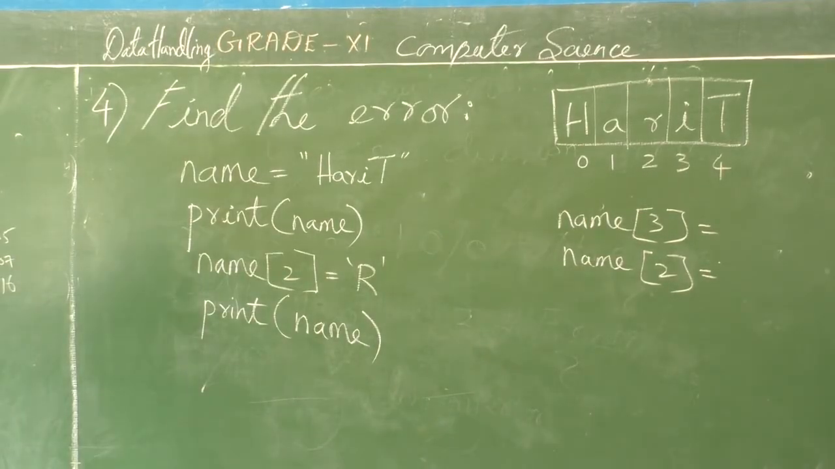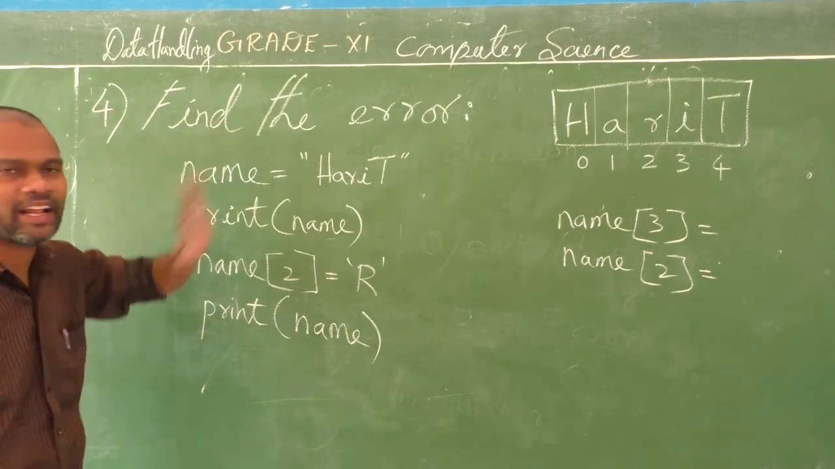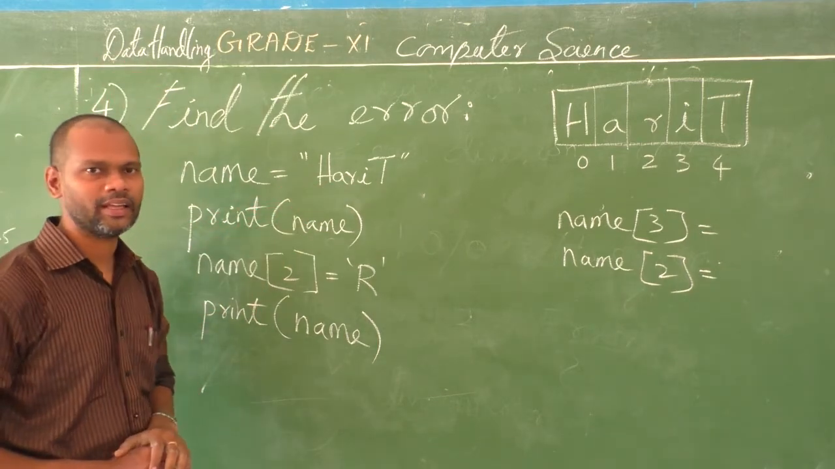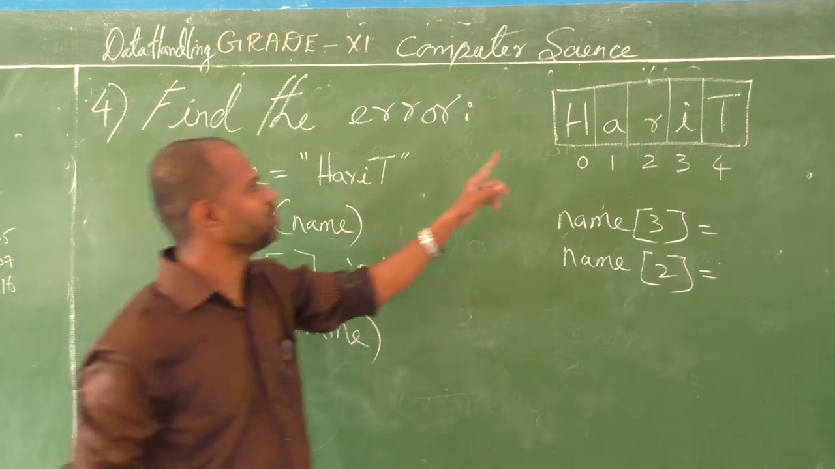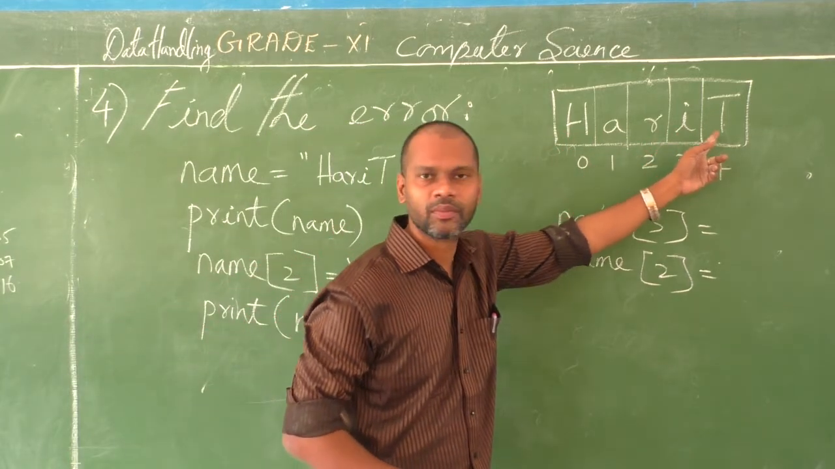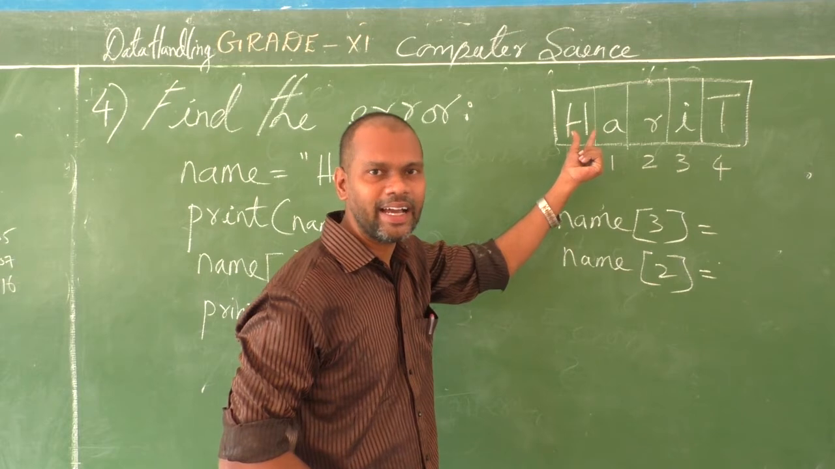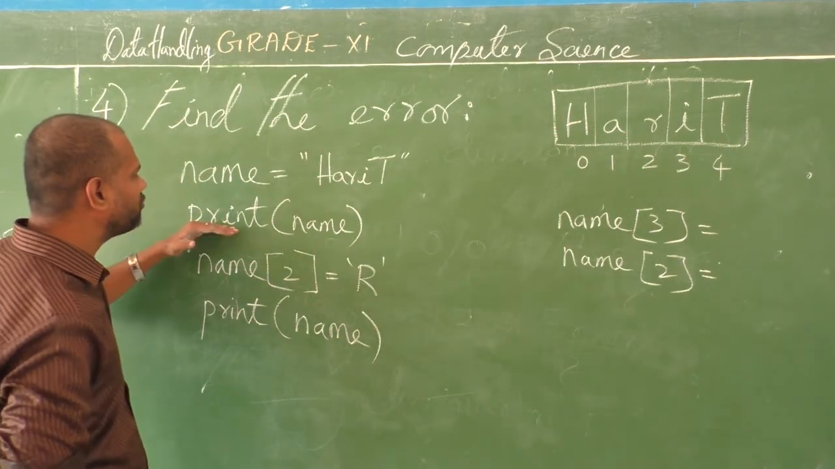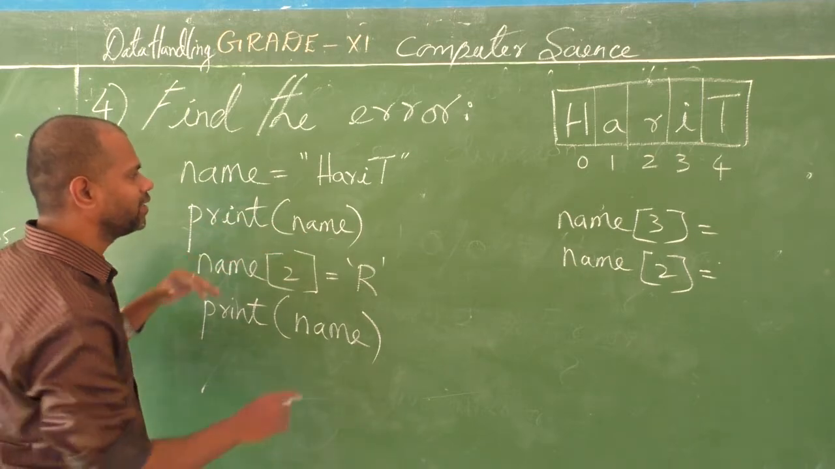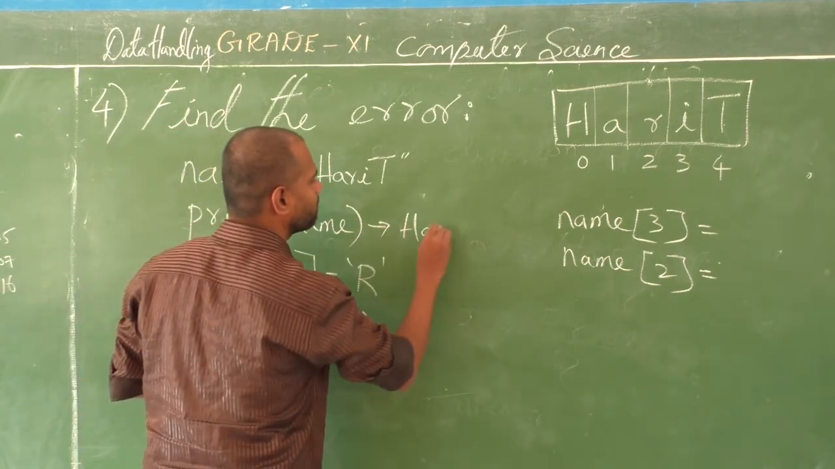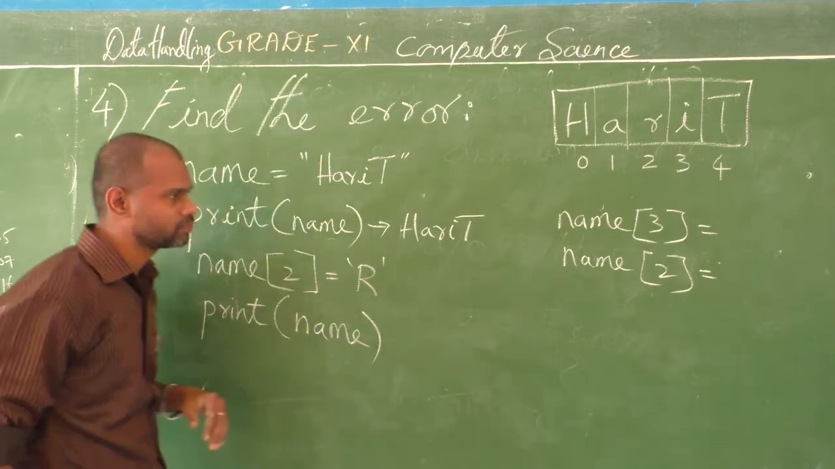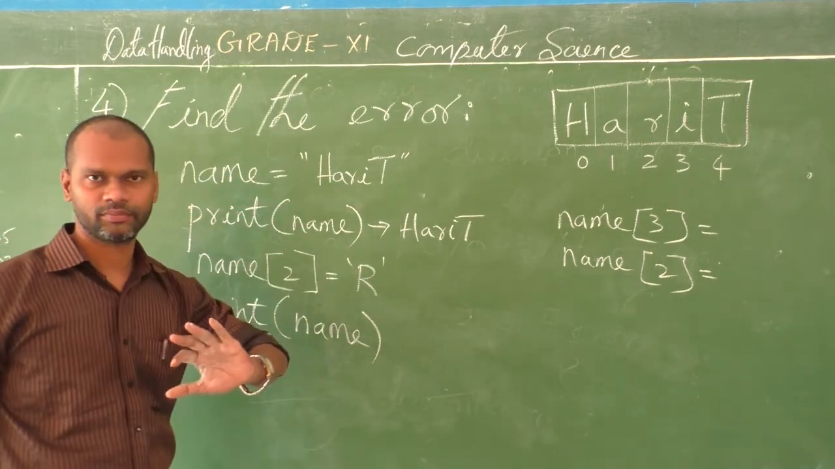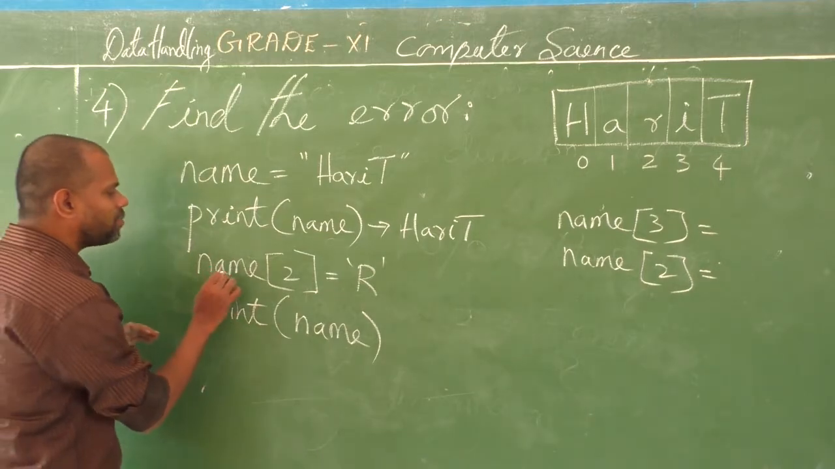Okay, students, this is the first question. Find the error. You see, name is equal to "Hari T". That means this is H-A-R-I-T. Each and every letter has a separate place. Okay, fine. If you give print name, what will it print? It will print Hari T. Understand? So name is equal to Hari T. If you give print name, it will print Hari T. Got it?